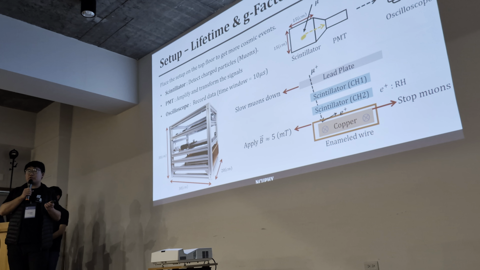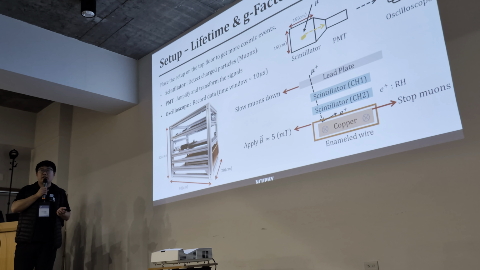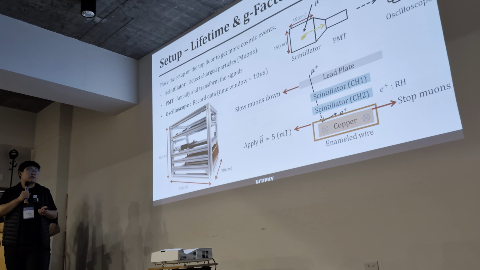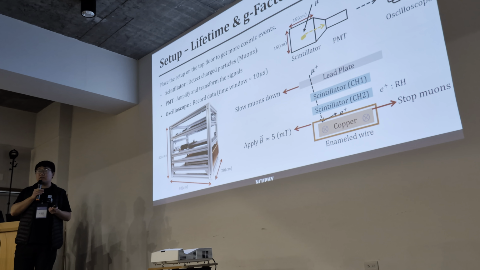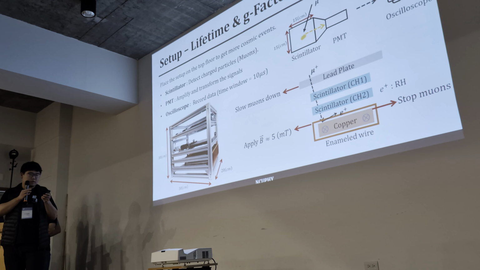For the measurement of the g factor, there's a coil surrounding the copper block. It can apply a magnetic field of around 5 millitesla to make the muon precess. To increase the event rate, we also place a lead plate to make the muon slow down.